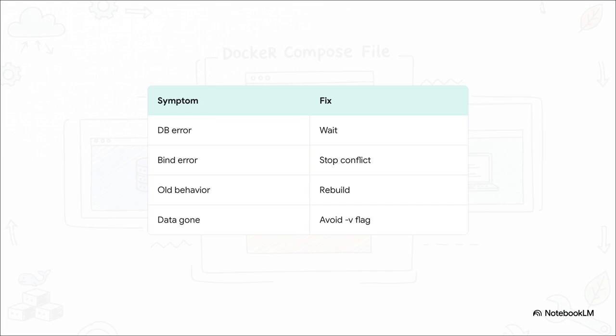If you change your code but don't see the updates, you likely need to force a rebuild of the image. And crucially, if your database data completely vanishes, you probably accidentally used the -v flag when bringing down the stack, which wipes your volumes clean. Consider yourself warned. Avoid using that -v flag unless you intentionally want a full reset.